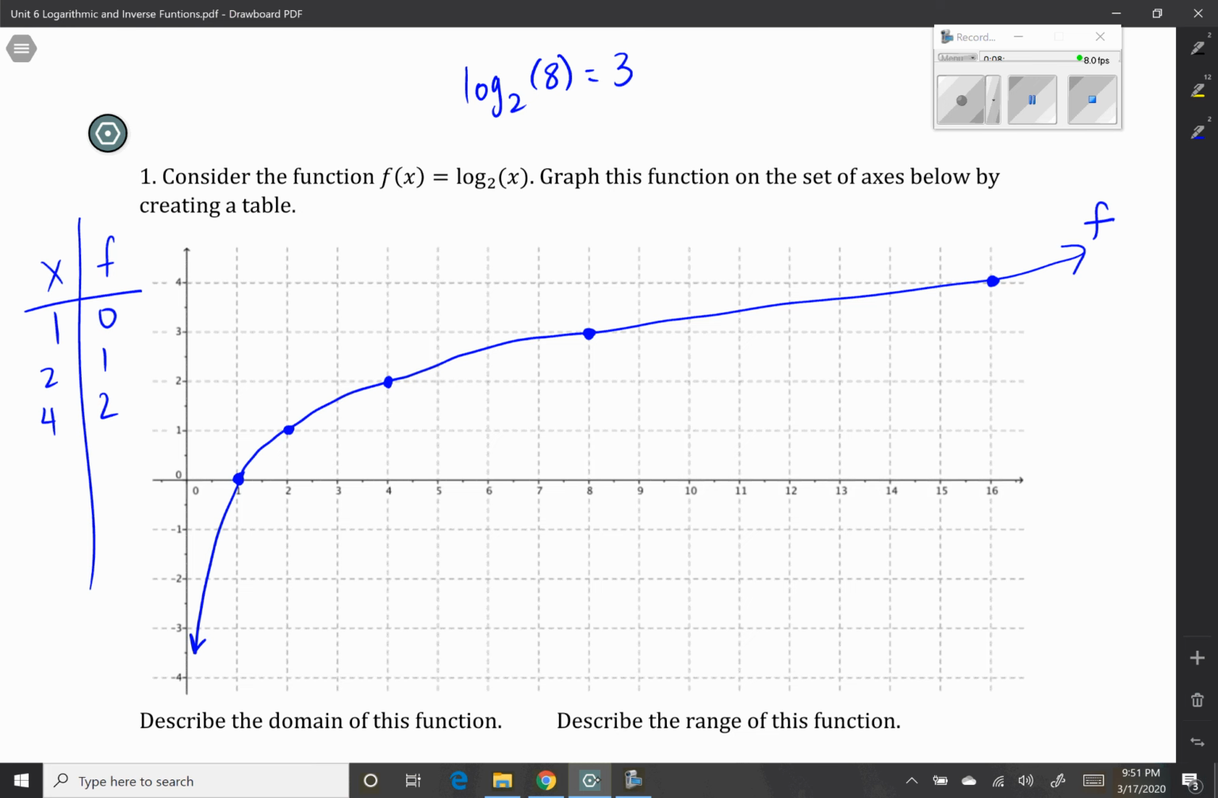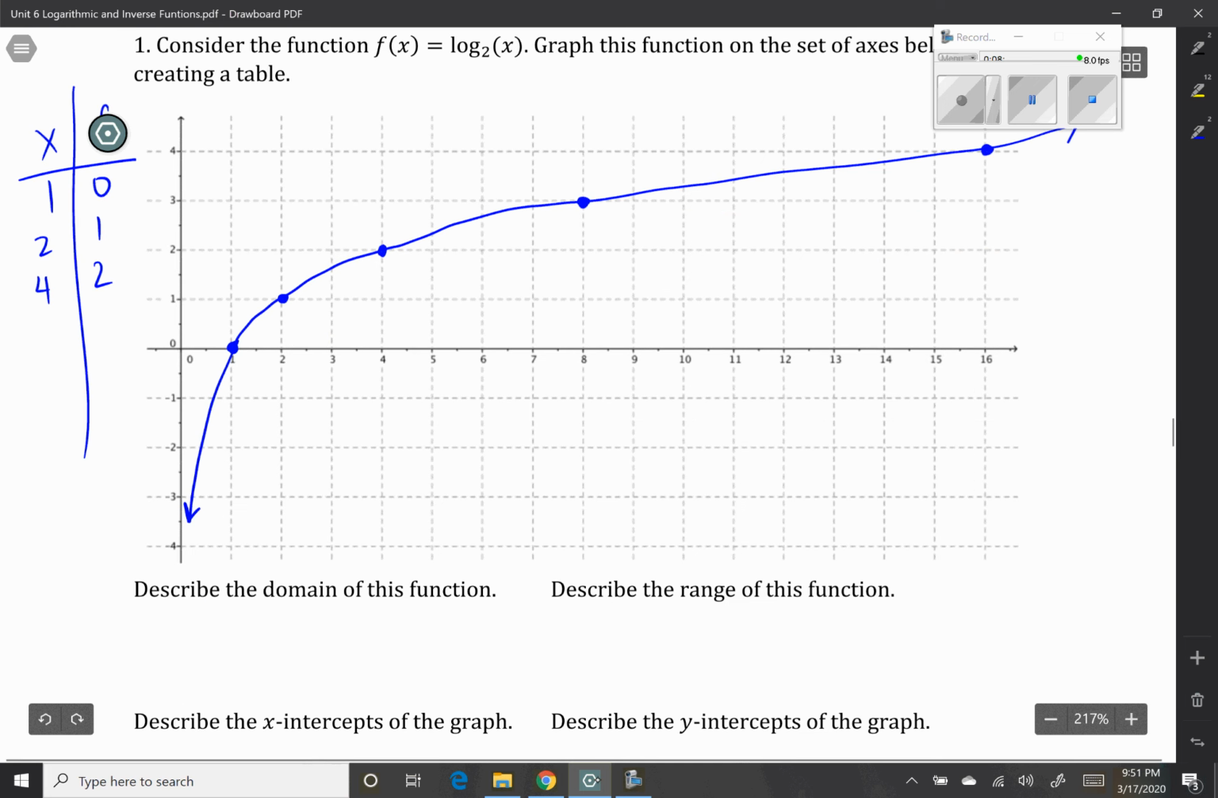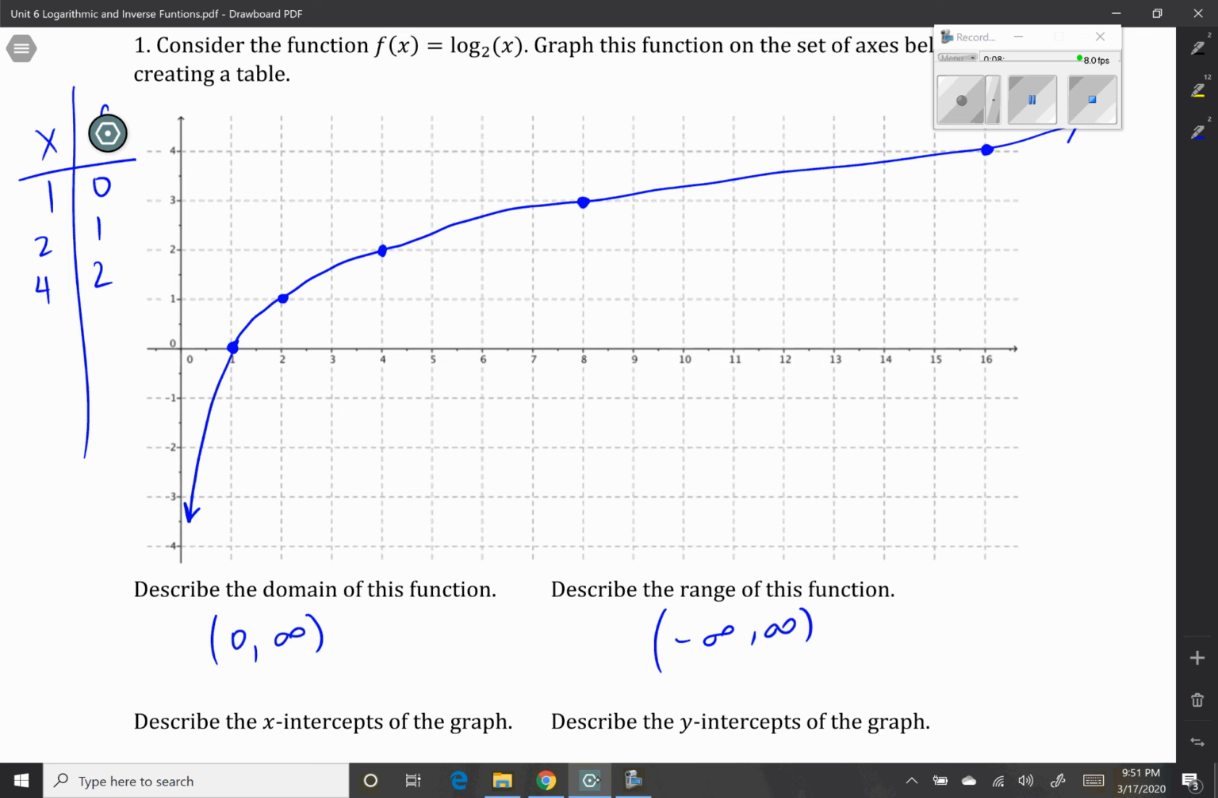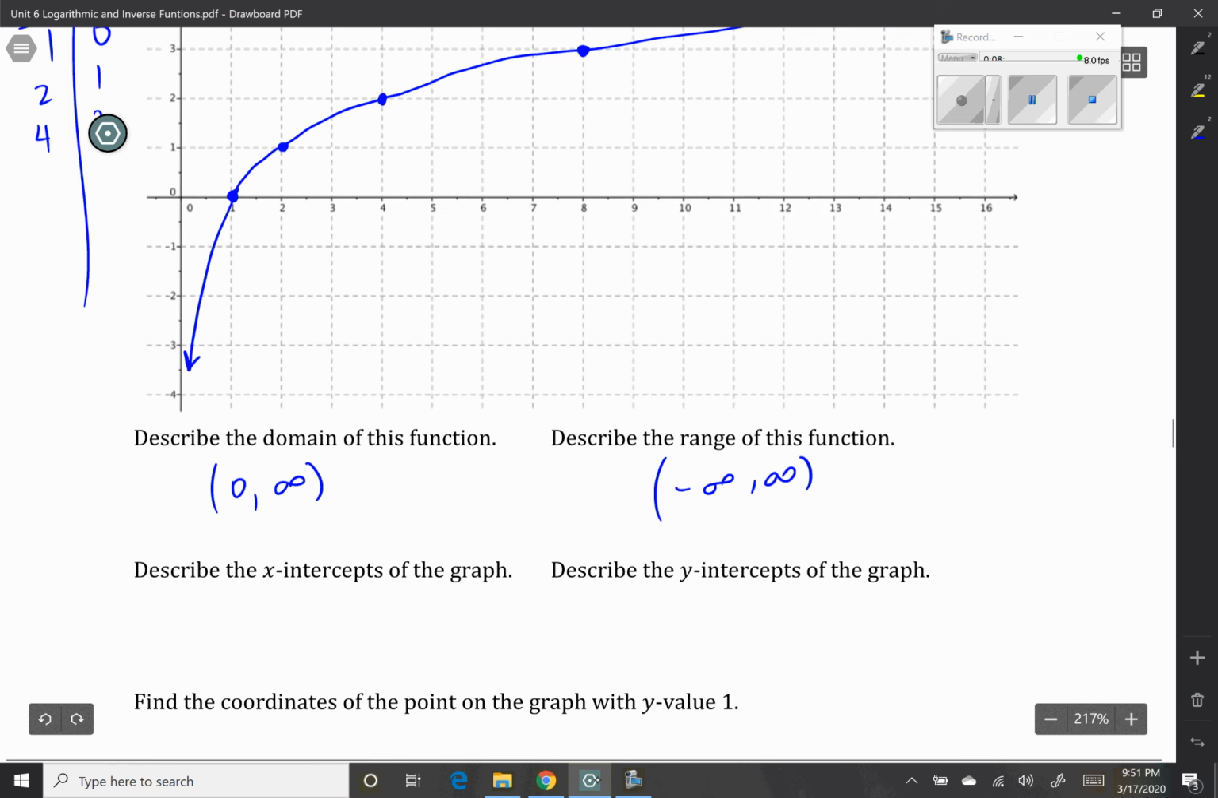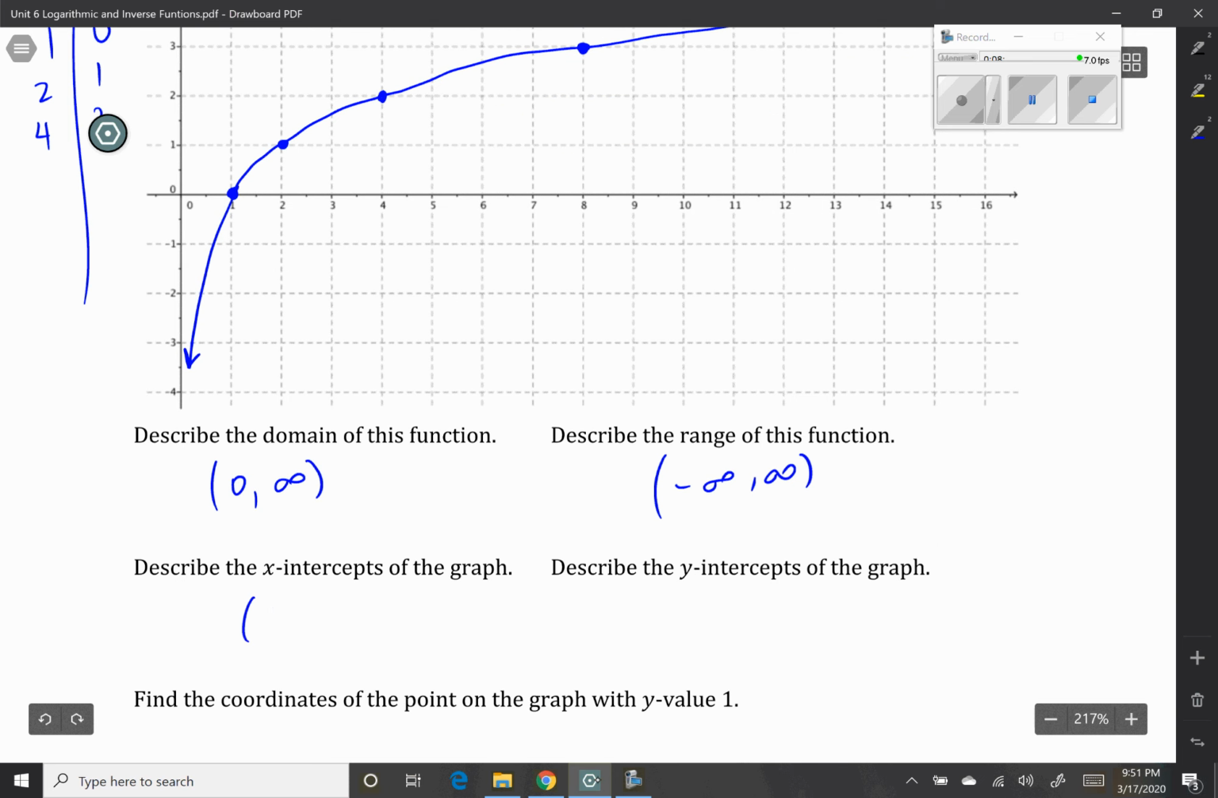So let's talk about the domain and range of f. Just like the original one we did in the opening exercise, the domain of this function is going to start at 0, and it's going to keep going up to infinity. But notice I'm using a parenthesis here to show that it's not actually touching 0. The range of this function is going to be all real numbers. Every possible y value is going to be included on this graph. The x-intercept on this graph is the point (1, 0).